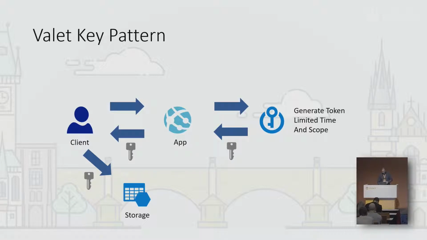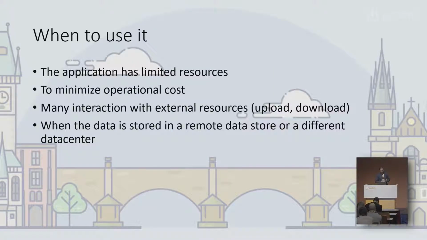So that's the Valet Key pattern. It's a nice little pattern too. So when to use it? When your application has limited resources, you're just a startup and you're starting out, to minimize operation costs. Your VMs in Amazon or Azure are going to be expensive, but your storage could be cheap. So why don't you use this pattern to offload this storage and allow them to connect to it with this token. When you have a lot of uploads or downloads, you might want to use this kind of pattern. Also when the data is stored or removed from different data centers. So that's when you want to use it.